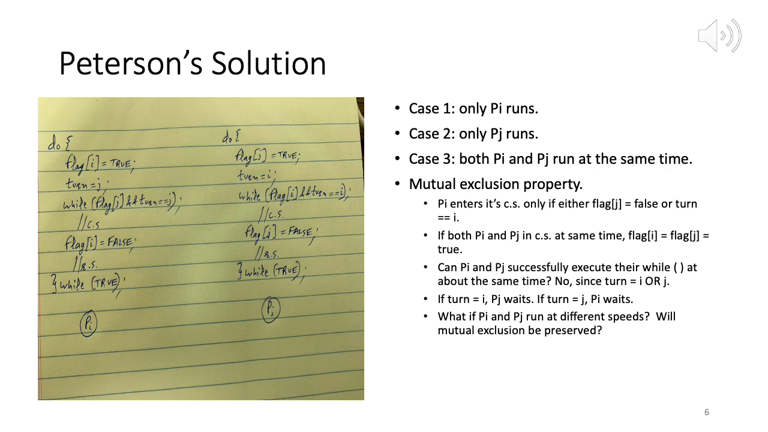And eventually you can see what's happening in Pj is once Pj gets out of its critical section, what's the first thing it does? Once Pj gets out of its critical section, the first thing it does is set flag J to false. So if Pi was waiting in its while condition, then by setting flag J to false, Pi will be able to enter its critical section.